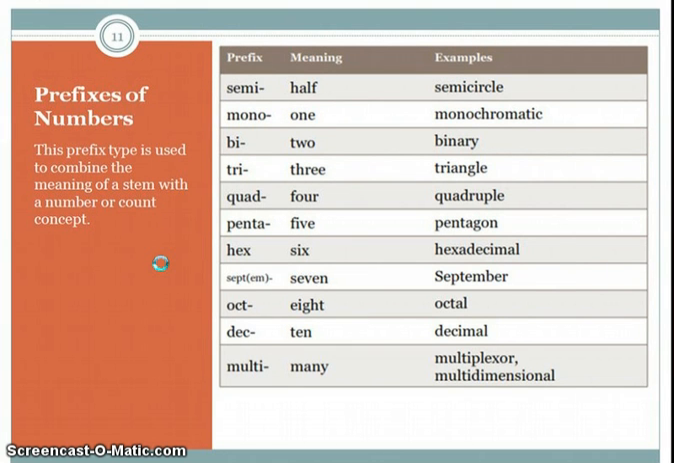And then we have numbers. Mono, bi, tri, quad, penta, hex, sept, oct, dect. All of these are numbers, and we have multi, which is many, and semi, which is half. So again, many of these you already know. Triangle, three angles. Quadruple, four adding. Penta, meaning five, the pentagon or a penthouse. 7, September. 8, octo, or octopus, or October.